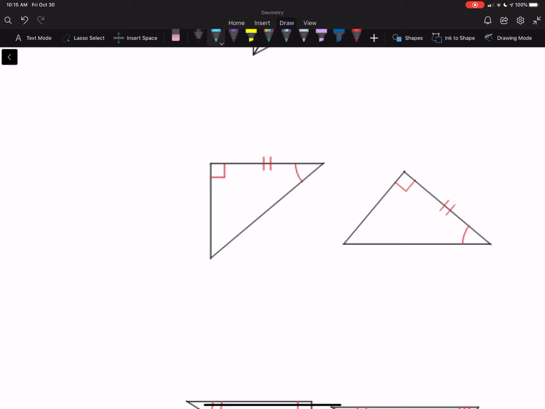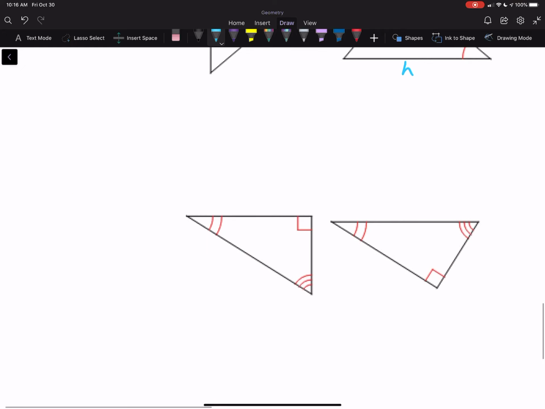So let's take a look at those. We've got a leg. Here's the hypotenuse, and here's the hypotenuse. We don't know anything about the hypotenuse, but we do have a leg and an angle. So we have this leg and this angle here. So leg angle.